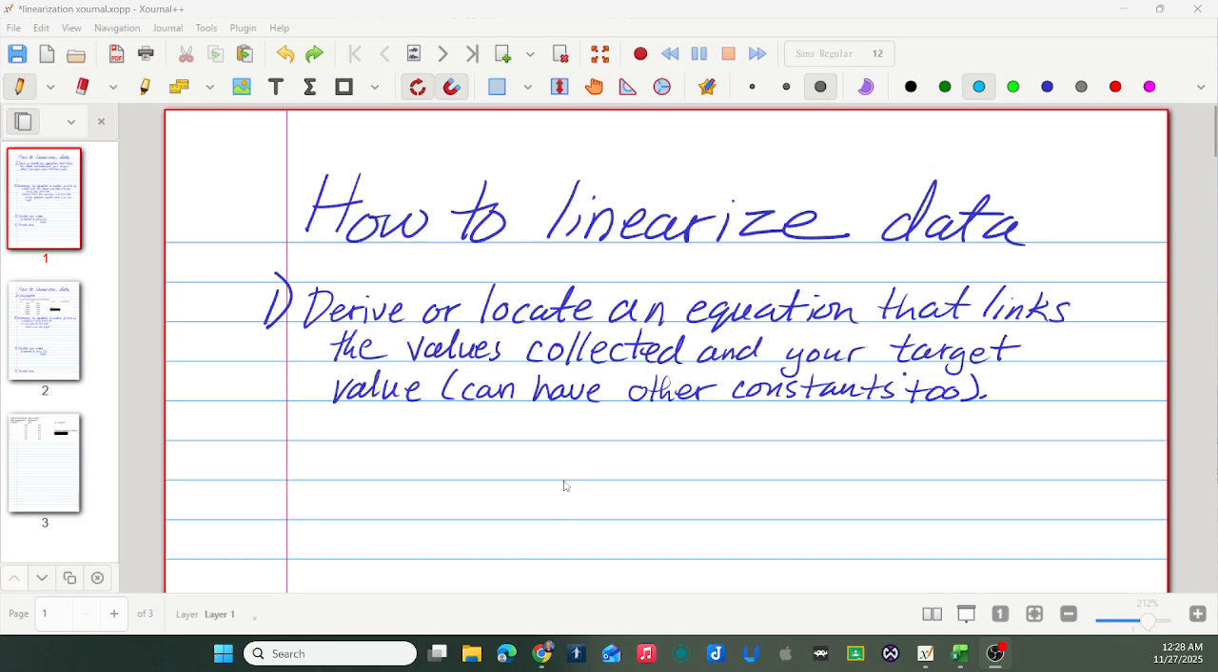All right, physics nerds, it's time to learn how to linearize data. We're going to do it in 4 steps. The first one is to derive or locate an equation that links the values collected and your target value.